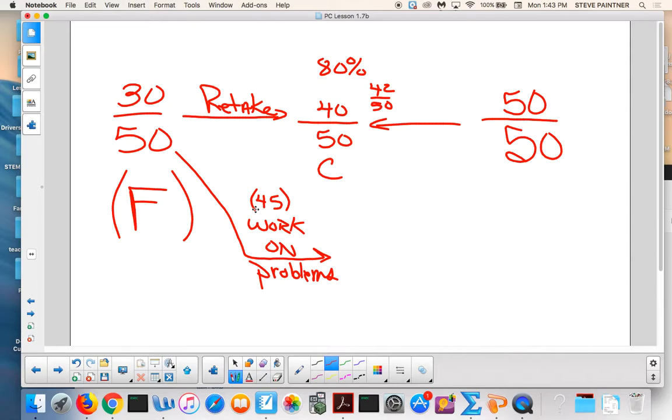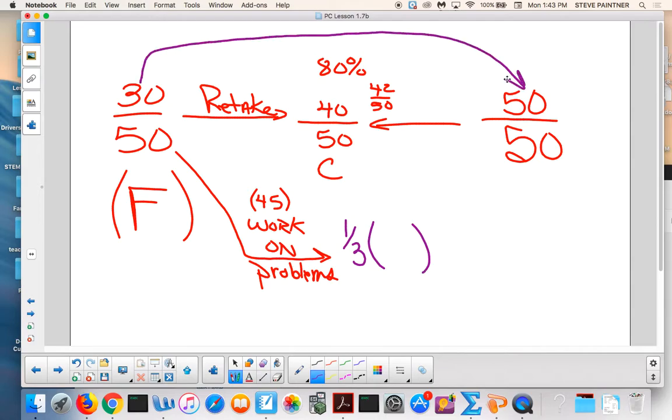And then instead of playing the number game, I'm just going to do this. I'm going to give you 1/3 of your points back. 1/3. Well, you got a 30. You could have got a what? You could have got 50. You could have gotten 20 better, right? But I can't give you all 20. I'm going to give you 1/3.